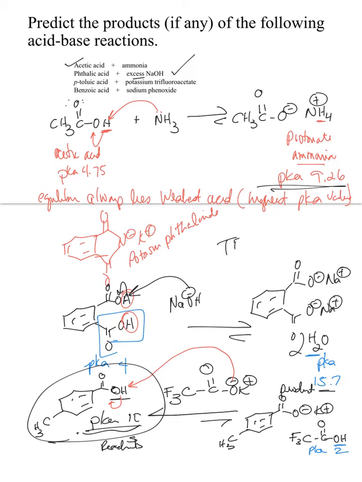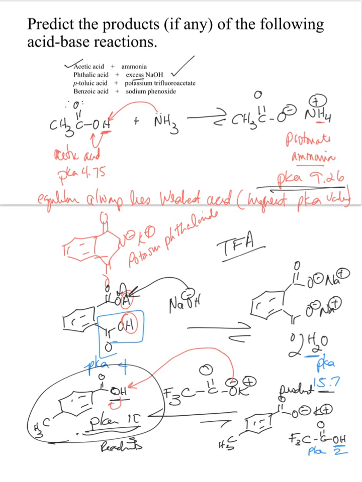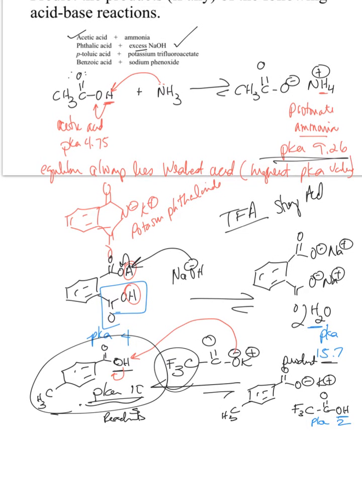Trifluoroacetic acid is called TFA. TFA, trifluoroacetic acid. It is a very strong acid. Okay, and it's a very strong acid because of these fluorines. Fluorine is your most electronegative element, and it pulls electron density so far away from that oxygen, which makes it very acidic.